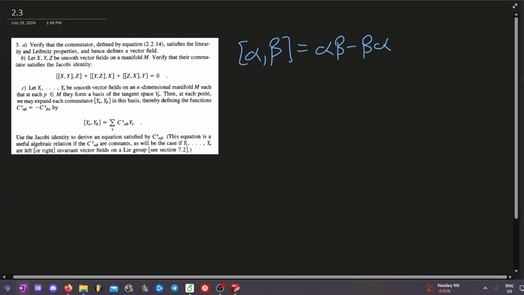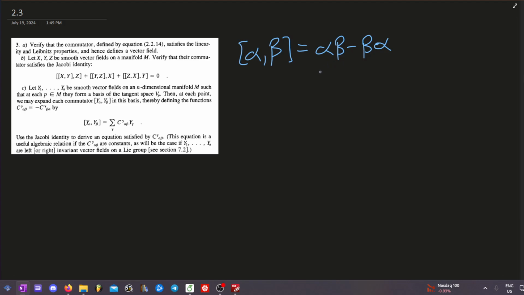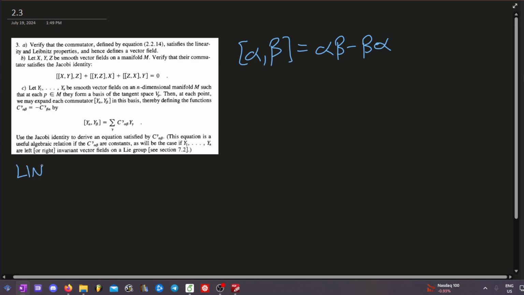alpha. So if these are constants, obviously this would be 0, but the order of operations matters for things like vectors and tensors. So this is not always 0. Okay, so we can go ahead and check the linearity property. And we start by doing this. We apply the commutator of two vector fields, v and w, to this alpha f plus beta g, where alpha and beta are constants, and f and g are functions.